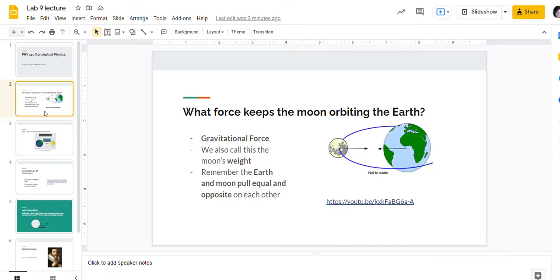The moon is attracted to the Earth in the same way. It is pulled on with a gravitational force, its weight, and it pulls back equal and opposite on the Earth. But the Earth is more massive than the moon, so you don't really see the Earth's motion due to that. But the key here is that the pull is equal and opposite. Let's learn a little more about that.